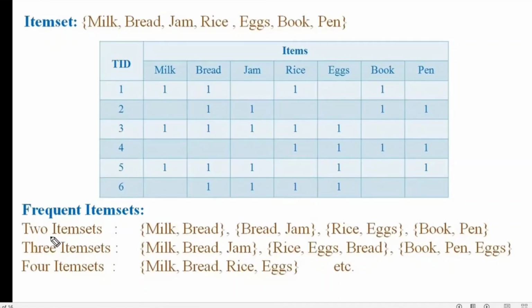So like this, I'm going to make all the 2-item sets. This is an example only; I have not given all of them. This is an example where we are going to consider 2 items, 3 items, 4 items, combinations of everything.